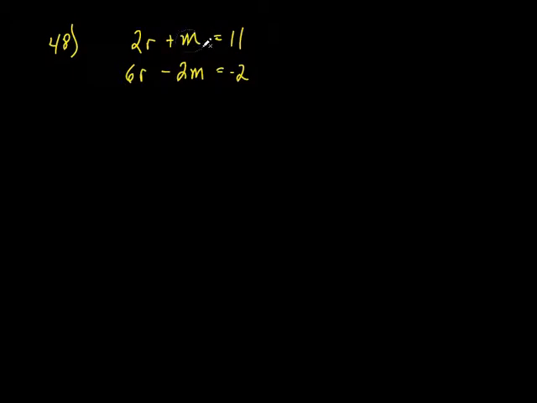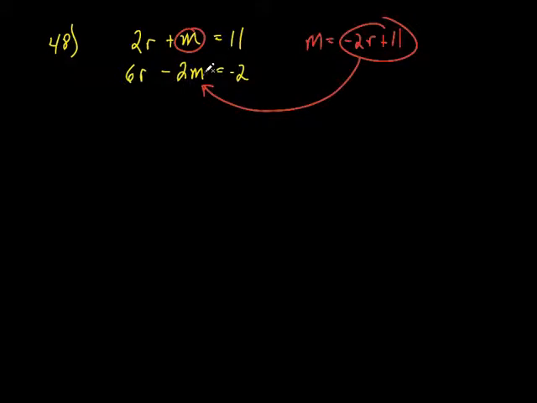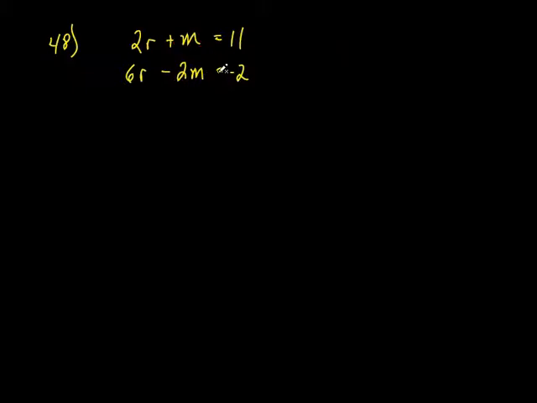You could take that m and get that m by itself. So if you did that, you would get m equals negative 2r plus 11. Then you would take this and do what to it? Substitute it in for this. You could do it that way, and there wouldn't be anything wrong with that. Some of you would rather do substitution than elimination. But I'm going to do this by elimination.